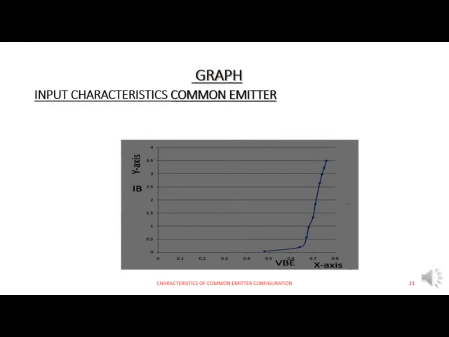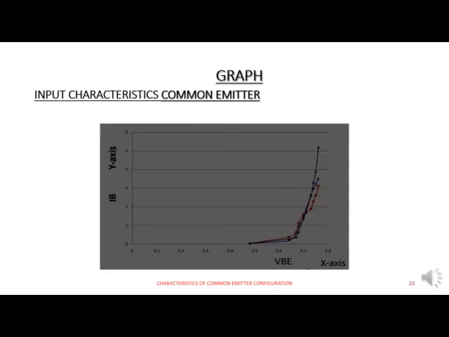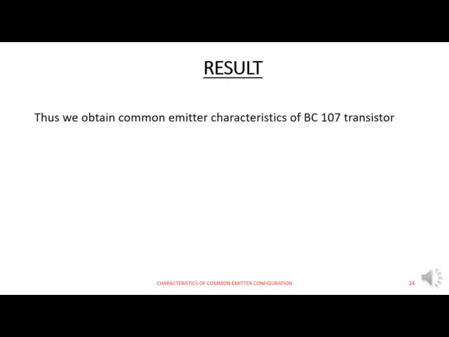You can see this graph is equal to the model graph. For the first reading, second reading, and the 3 readings, we have drawn the input characteristics of the common emitter. Result: thus, we obtained the common emitter characteristics of the BC107 transistor.